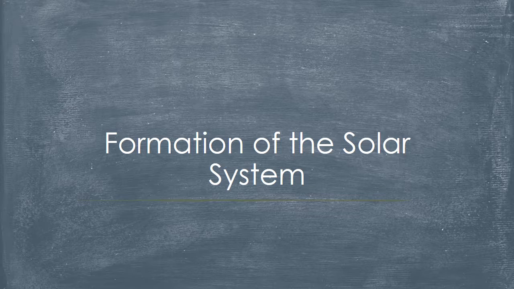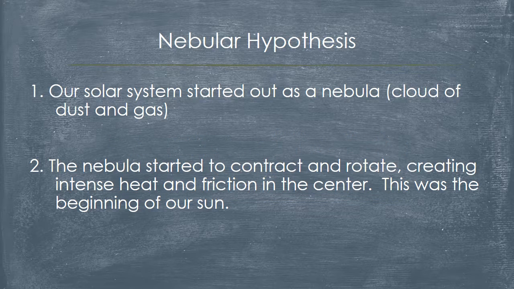So, starting from biggest to smallest, the biggest is the formation of the universe, and now we're moving into the galaxies. From the formation of the universe, different galaxies were formed, and we know that our galaxy is the Milky Way galaxy. In the Milky Way galaxy, on one of those spiral arms, is our solar system. The hypothesis that explains the formation of our solar system is called the Nebular Hypothesis.